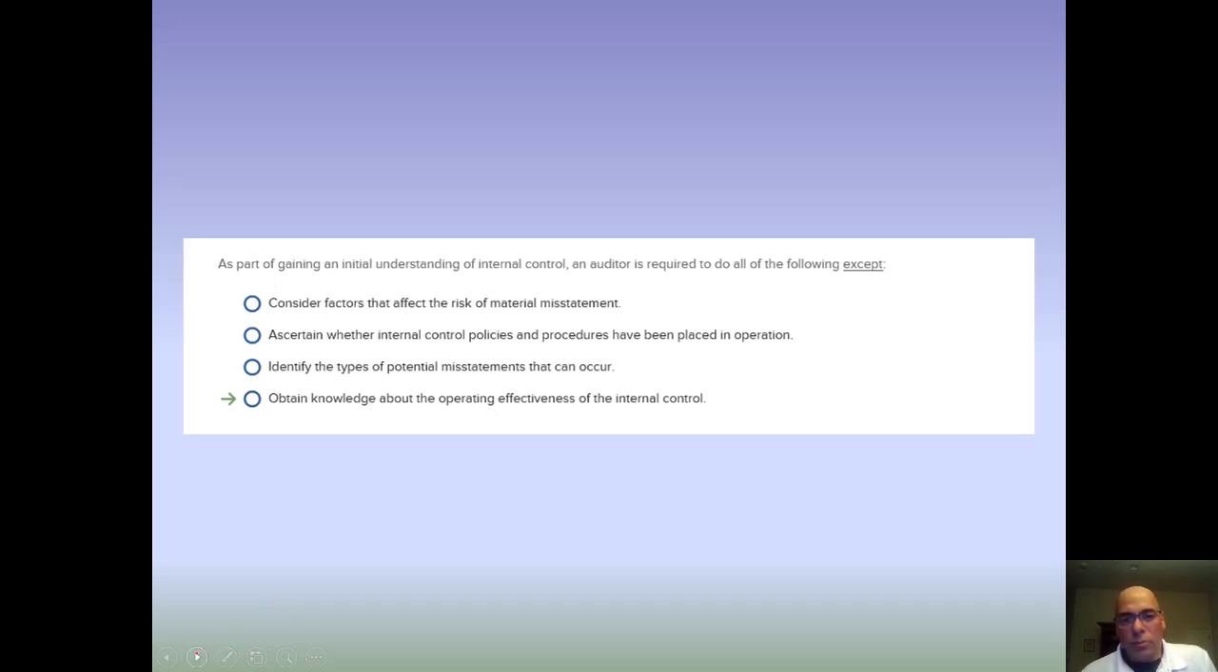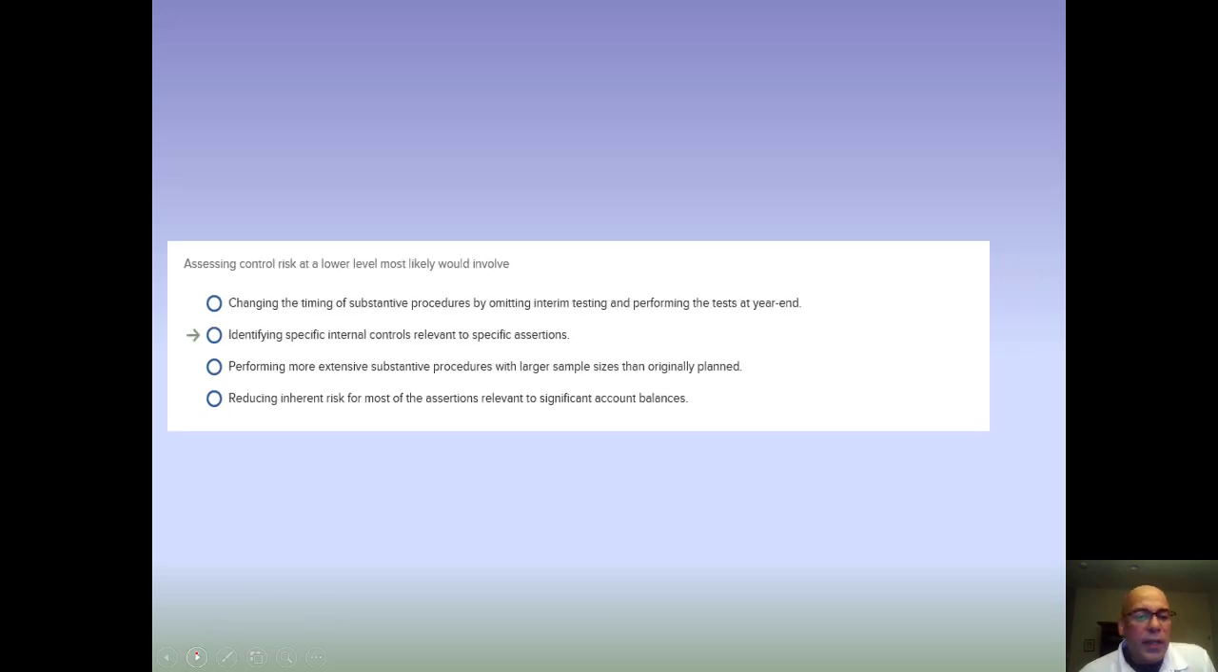Okay, coming over, assessing control risk at a lower level most likely would involve identifying specific internal controls relevant to specific assertions. Remember, guys, everything flows from those assertions. Think of the potential misstatement. Think of the control that will prevent or detect that material misstatement. That'll allow you to make the assessment of your risk and material misstatement. Then you go from there. Am I going to test operating effectiveness, or am I going to go directly to substantive testing? I always have to do some level of substantive testing, though, we know that.